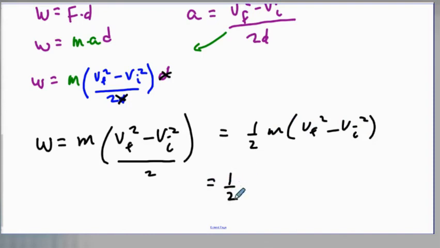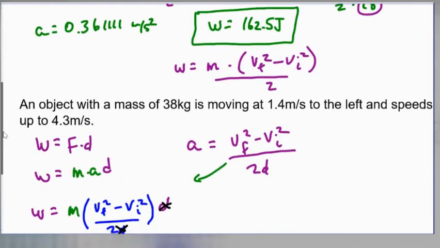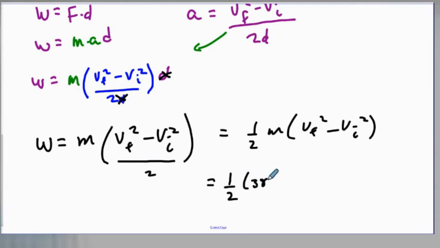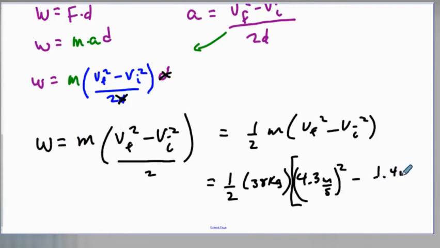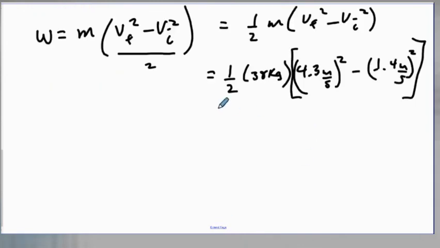Okay, so we can just take our numbers now and pop them in there. 38 kilograms, and our speed is 4.3. I'm going to do the units out and everything in this. That squared, take away my initial velocity of 1.4 meters per second, squared. And we're going to divide. Oh, we got the half out front.